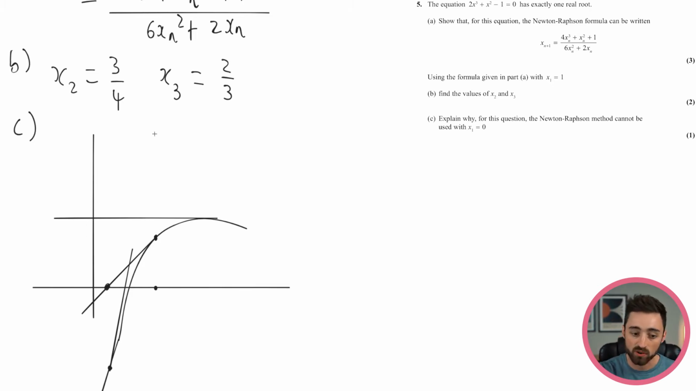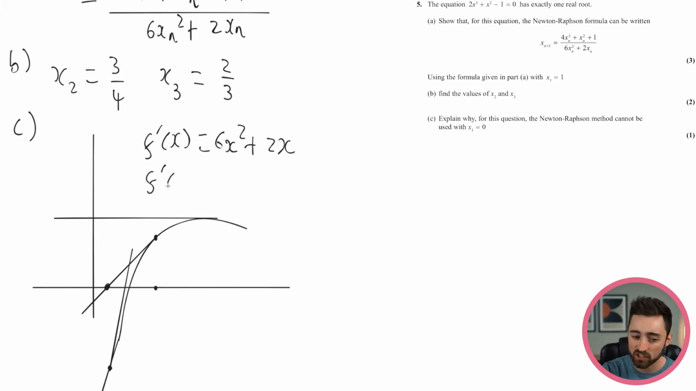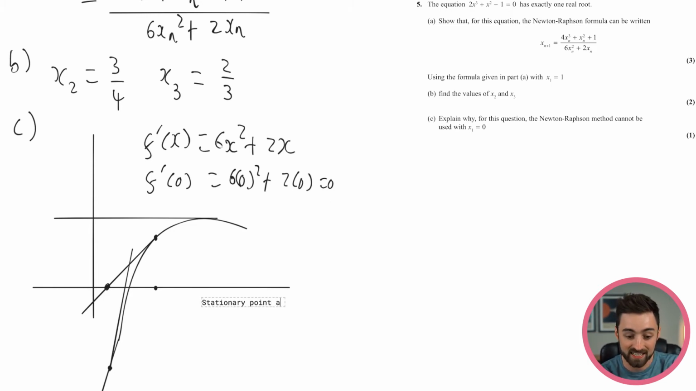So I know the derivative. I've got that derivative function. Remember, the derivative function is 6x squared plus 2x. It's what's on the bottom here. So let's work out what the derivative is at x equals 0. Well, look, 6 times 0 squared plus 2 times 0. That's equal to 0. So I've got a stationary point at x equals 0, so the tangents will never hit the x-axis.